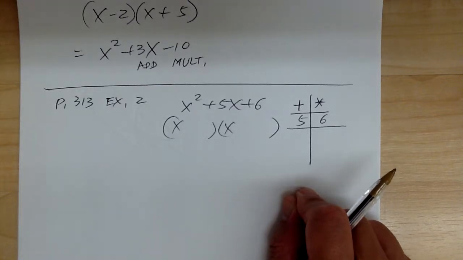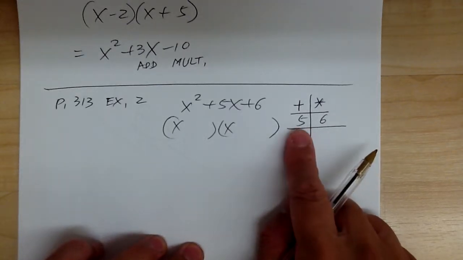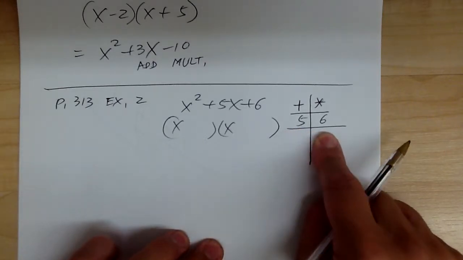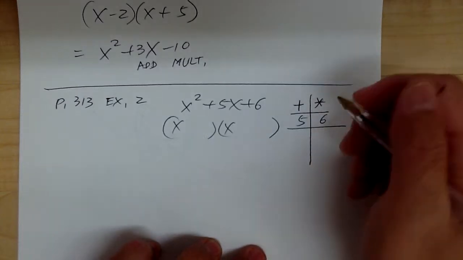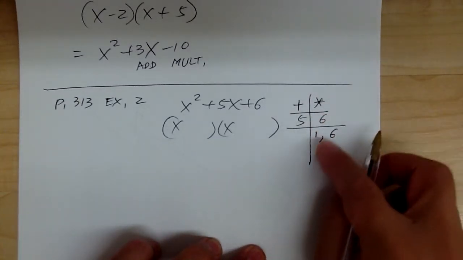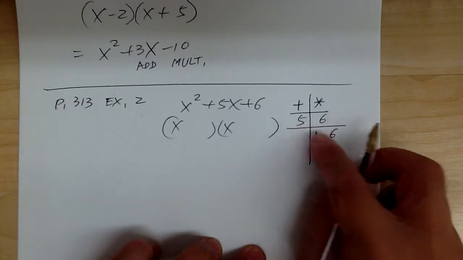So what you want to do is the multiplication first, because when you're doing the addition, there's an infinite number of possibilities. So it's going to be hard to do. So you want to do this one first. And all you have to do is start with 1 comma 6. So 1 times 6 gives you 6. 1 plus 6 gives you 7, not 5. No. So this is not it.